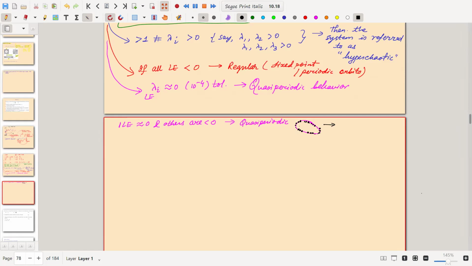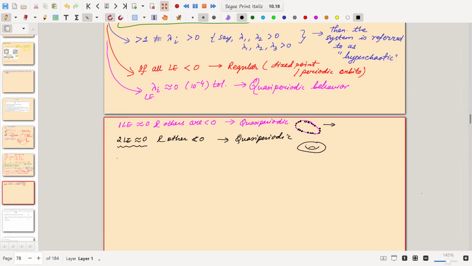Now suppose two Lyapunov exponents are very close to 0 and others are less than 0. Then it will still be quasi-periodic. But since two Lyapunov exponents are close to 0, it has 2 degrees of freedom to move. Therefore you will see something like a torus, like a donut. The iteration behavior will be on a torus, so all the iterates will fall on a torus.